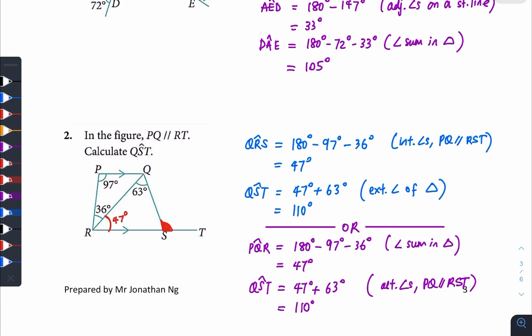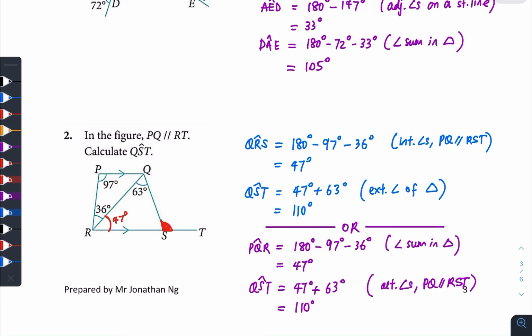Okay, so there's more than one method for us to find final answers whenever we come to geometry and whenever you come to parallel lines and triangles. Okay, so the most important thing that you need to know is you have to be flexible in knowing when to use which property. And you need to be familiar with the properties as well.